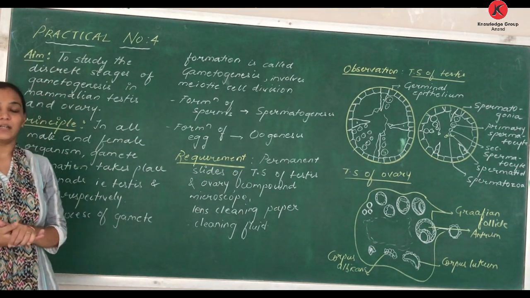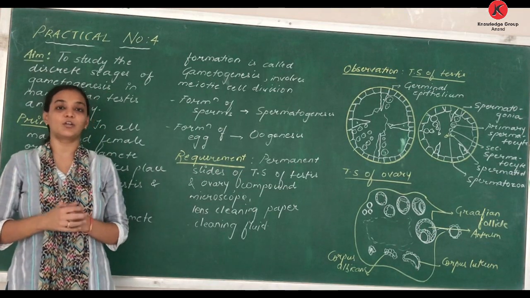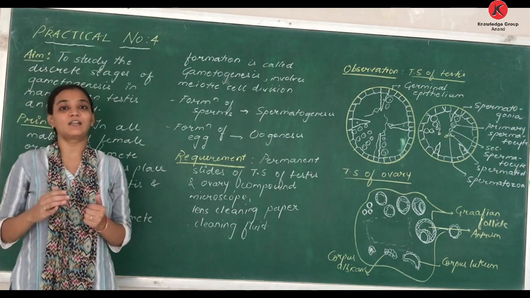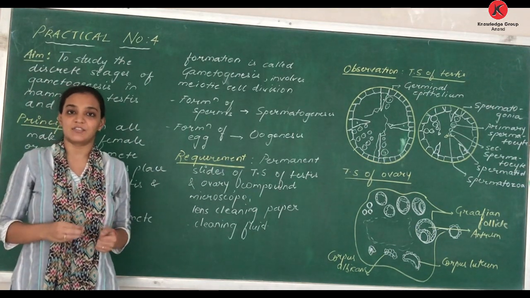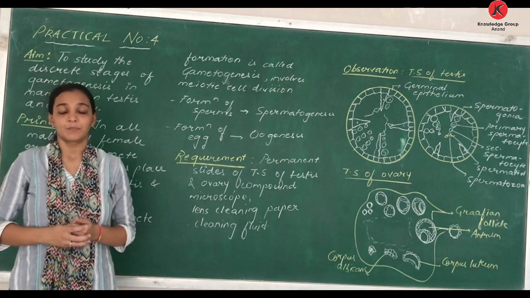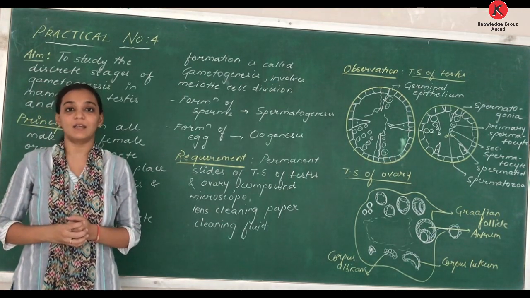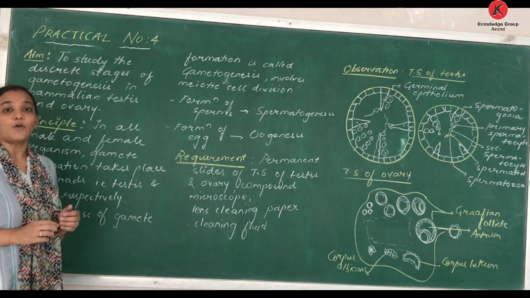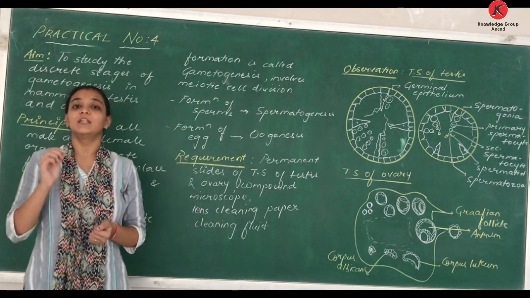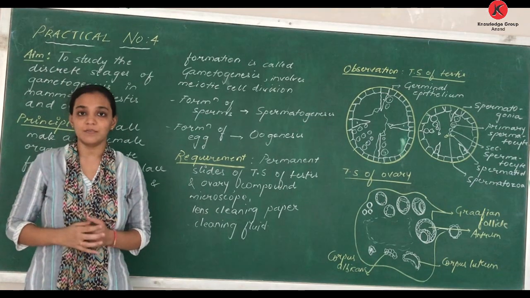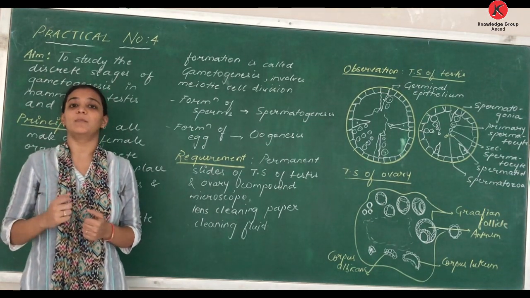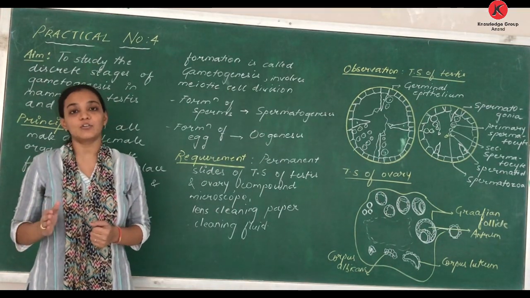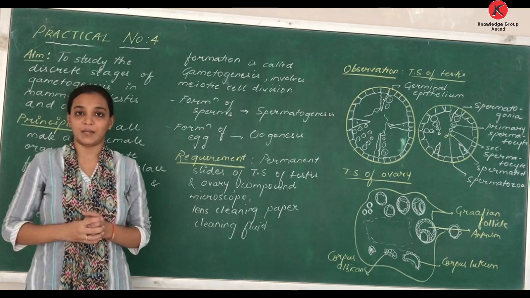Now we already know that whenever we take a transverse section of the testis or ovaries, we will be able to observe the cells in different stages, both within the testis as well as in the ovaries. Now this transverse section is mainly seen for the study of the process of gametogenesis, that is formation of the gametes. Within the testis there is formation of the sperms, and within the ovaries there will be formation of the egg, and these processes are known as spermatogenesis and oogenesis respectively.